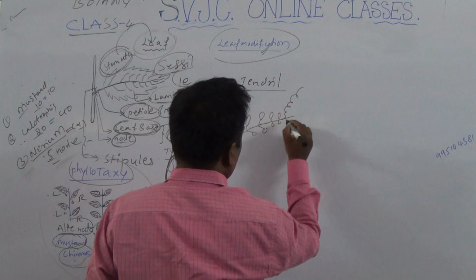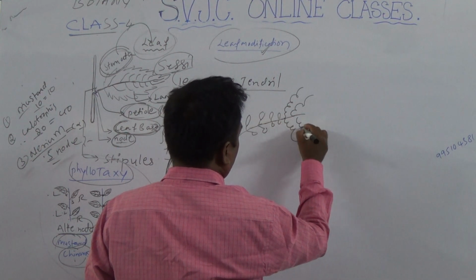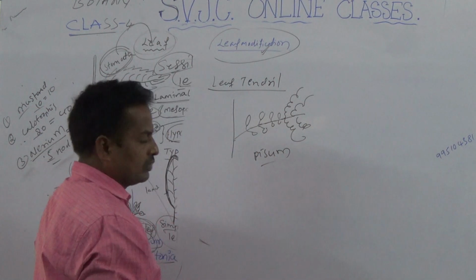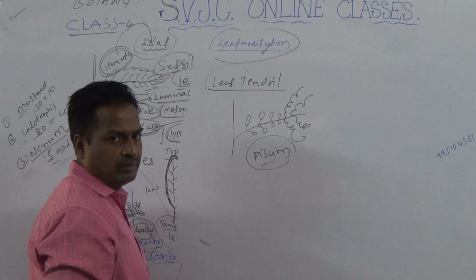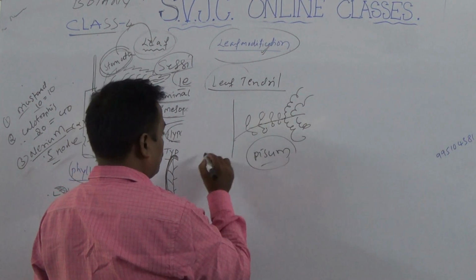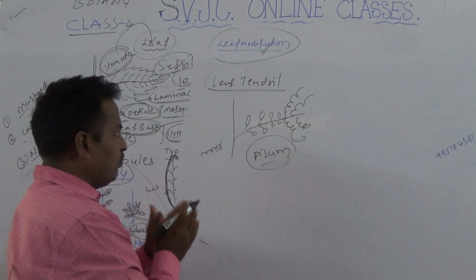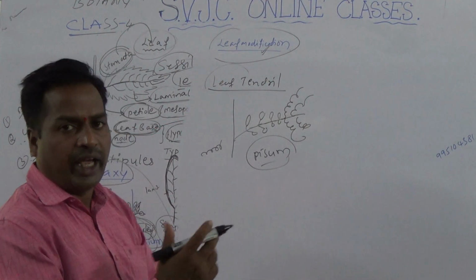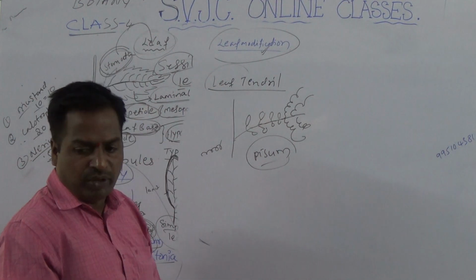Terminal leaflets are modified into tendrils. In which plant? In Pisum. So leaf tendrils are reported in Pisum, Lathyrus. In some plants, stipules are also modified into tendrils, for example Smilax. So leaf or leaf parts are modified into tendrils. The purpose is climbing of the plant. It is also one of the leaf modifications.